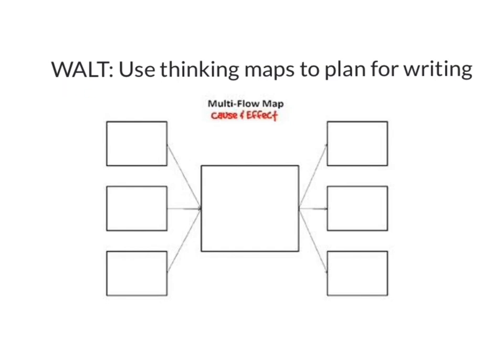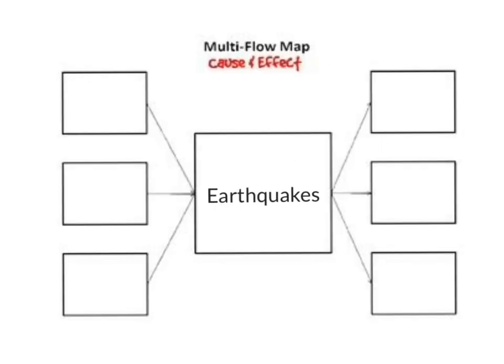We are learning to use thinking maps to plan for writing. Today we're going to talk about how to use a multi-flow map to plan for your writing. A multi-flow map is used when we are talking about a topic, which today is going to be earthquakes.